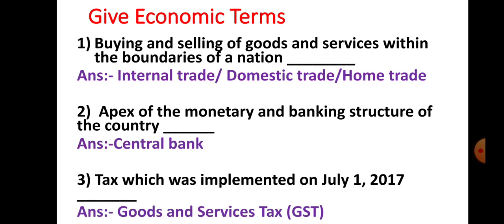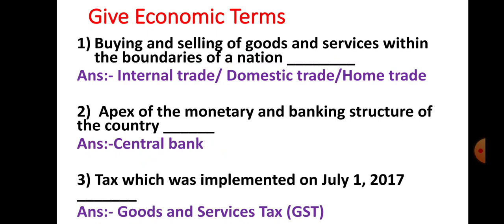Now let us see the next objective type question, that is give economic terms. You have to find out the economic term for the given statement. Now let us see the first statement. Buying and selling of goods and services within the boundaries of a nation is known as internal trade, domestic trade or home trade. That is the correct economic term here. So in this objective type question, there is no need to write the format of the question, directly mention the answer.